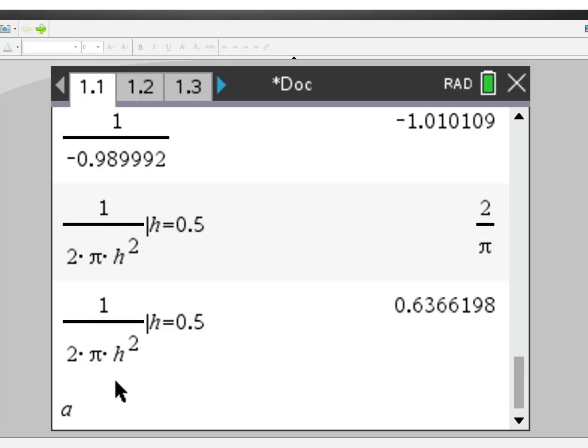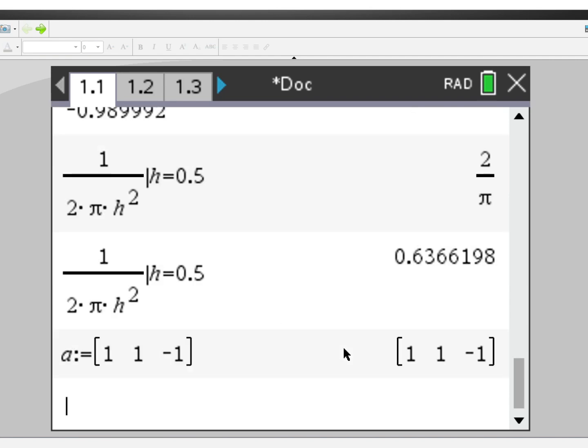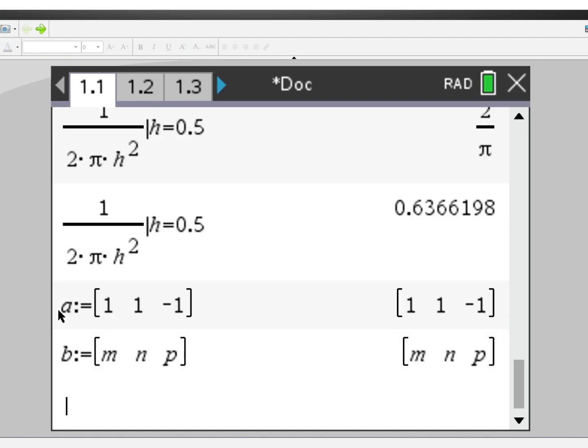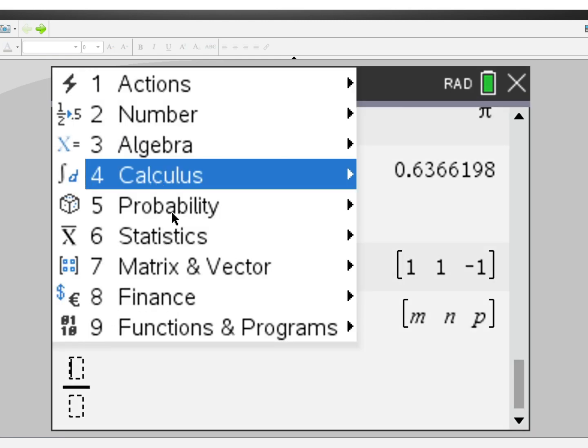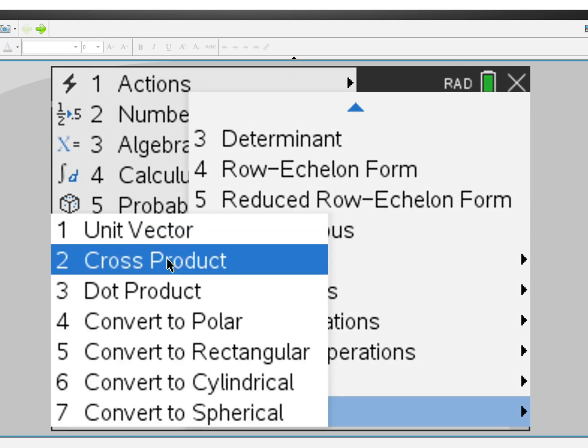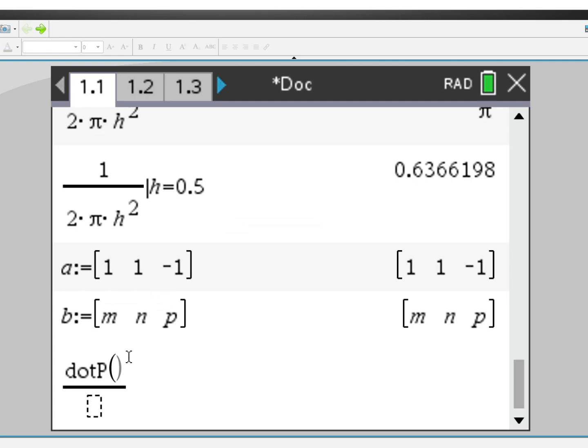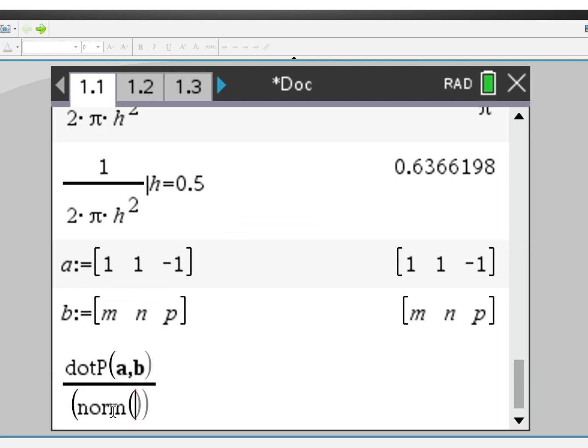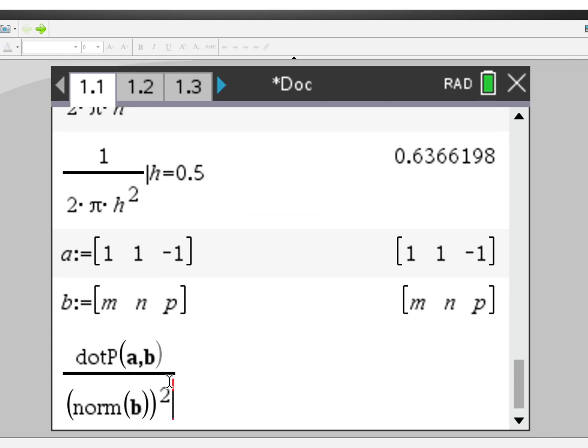So I'm going to define A, the vector A, which is 1, 1, -1. B, the vector B, is m, n, p. And to find the dot product, we go to menu, matrix, going down to vector resolute, and it is called the dot product. Of course, you're finding the dot product of A and B, and to find the magnitude, it's called norm. So norm of B, we want to find the magnitude of B, but we want to square it, of course, don't forget, and times B. So this whole expression actually gives you the vector resolute.